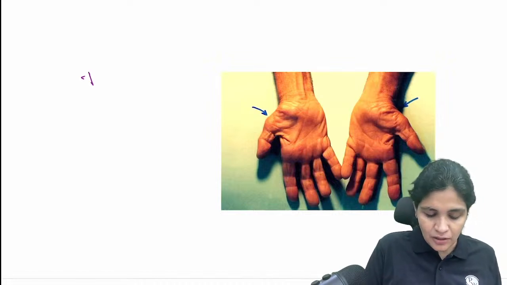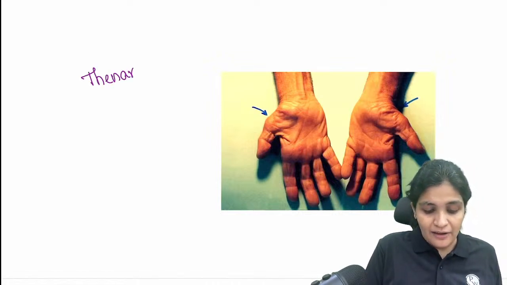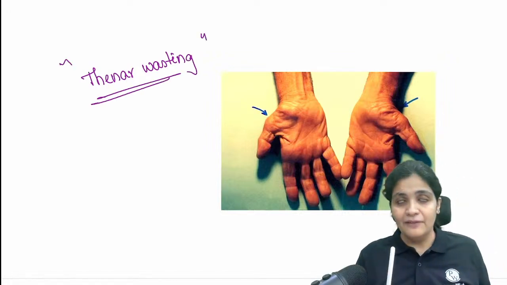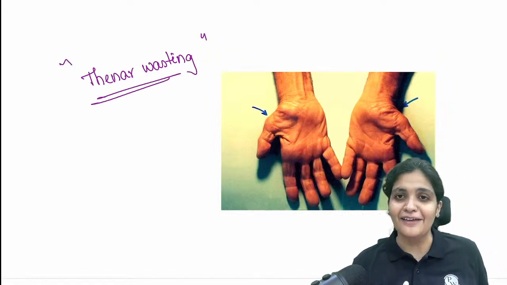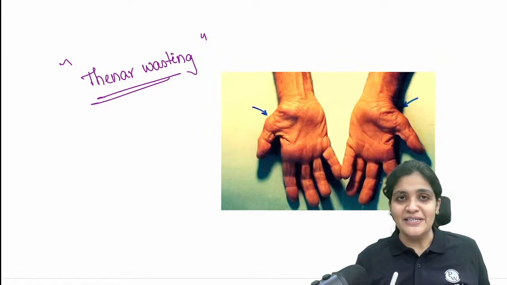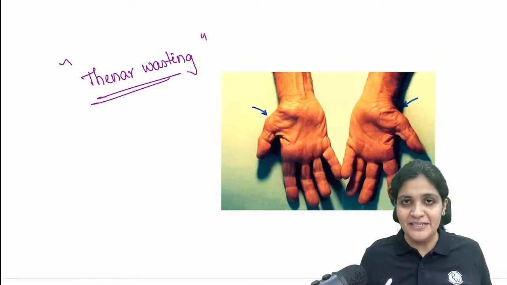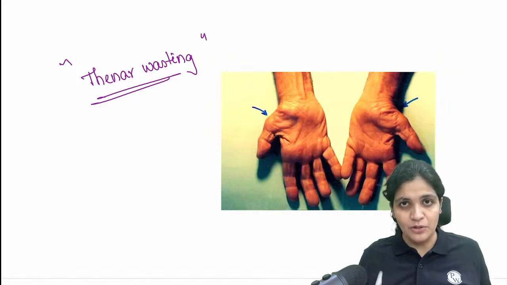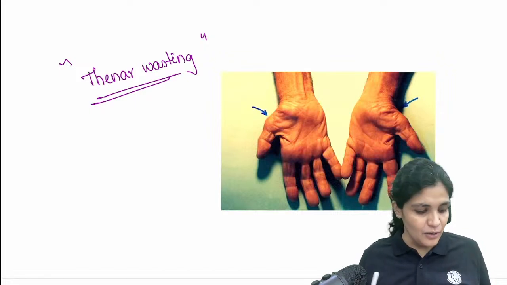And then this is your thenar wasting. So I'm showing you all the wastings that are very, very important, right? I have shown you the hypothenar wasting, I have shown you the interosseous wasting, and now this is your thenar muscle wasting, right? So this is very important for your nerve injury. Wasting of the muscles is very, very important and you have to document it, right?